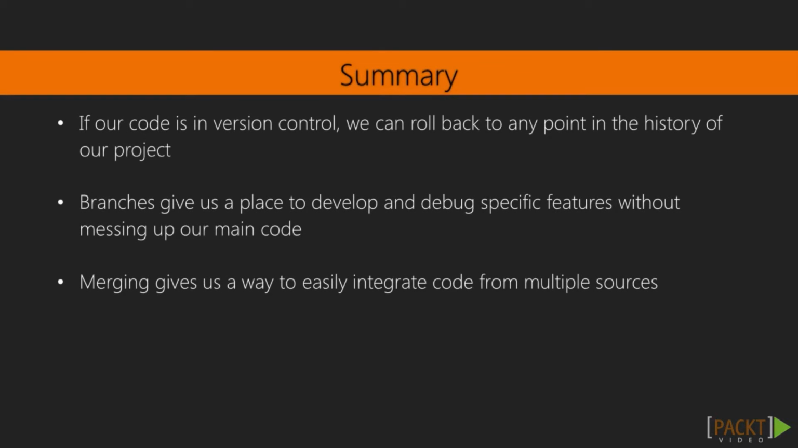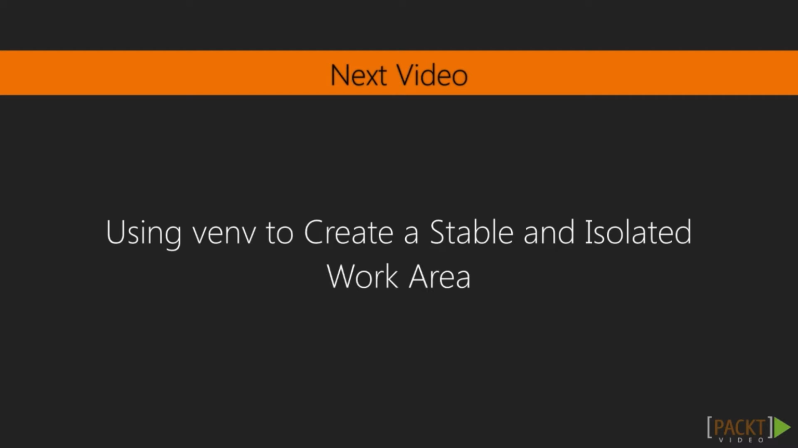If our code is in version control, we can roll it back to any point in the history of our project. Branches give us a place to develop and debug specific features without messing up our main code. And merging gives us a way to integrate code from multiple sources, whether they be branches or other repositories. In the next video, using virtual environments to create a stable and isolated work area.